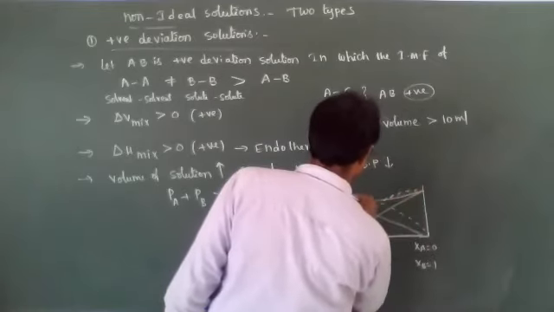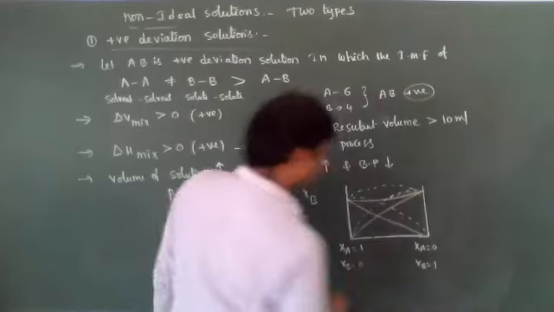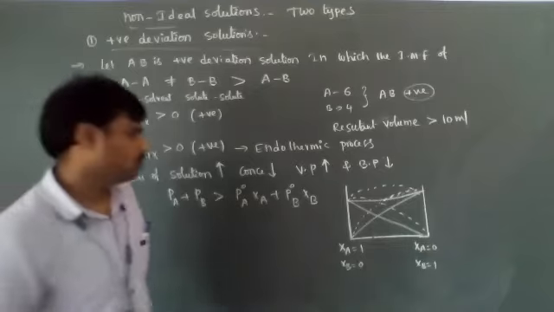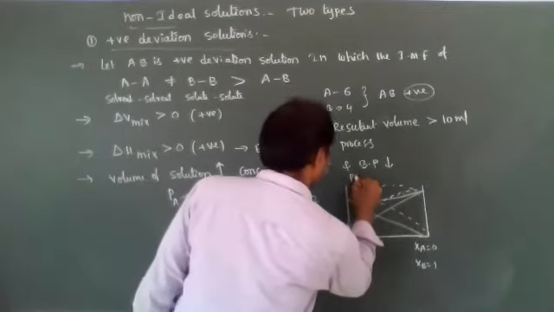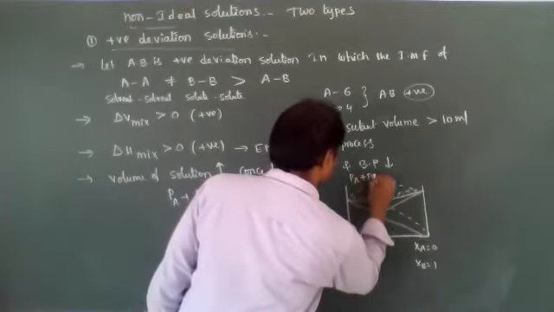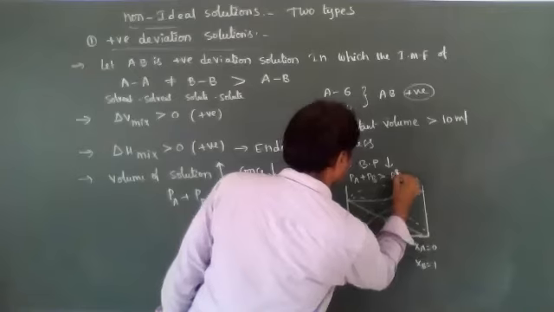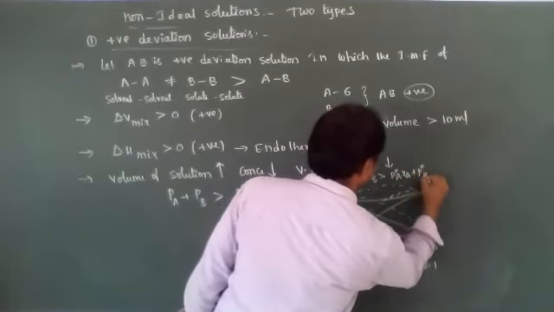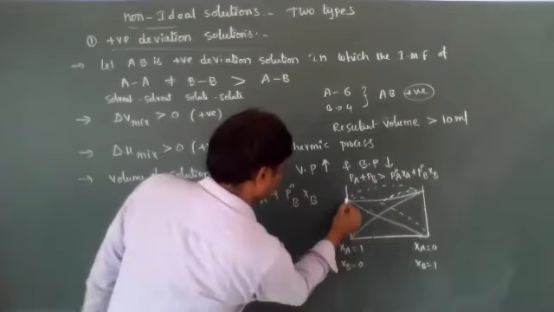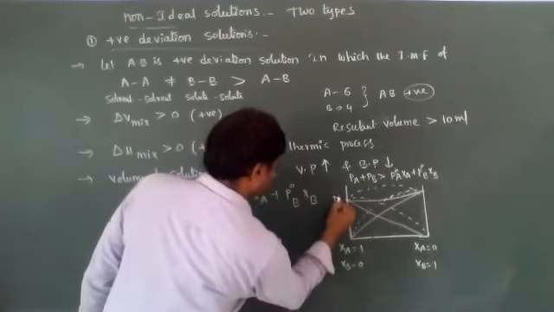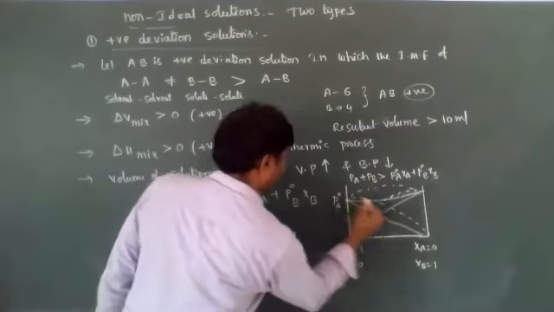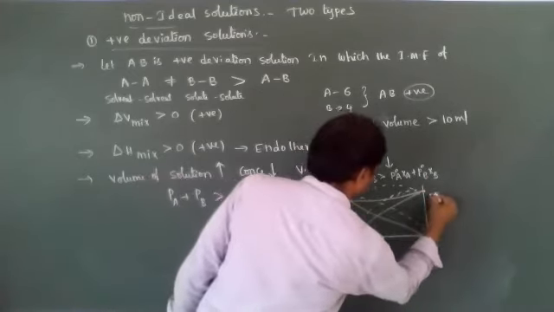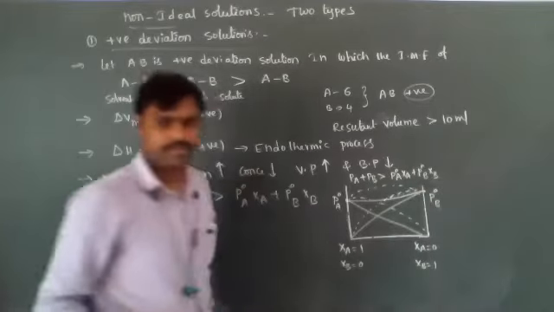And the resultant vapor pressure will be more. So PA plus PB is more than P naught A into XA plus P naught B into XB. Here P naught A is the vapor pressure of A in the pure state, and P naught B is the vapor pressure of B in the pure state.